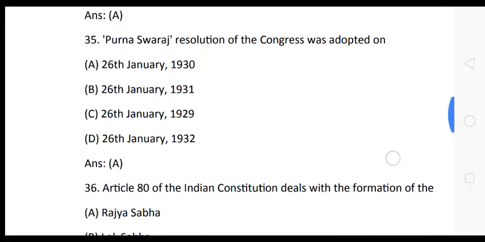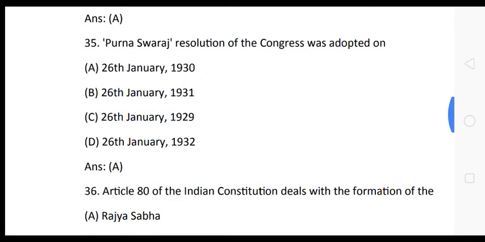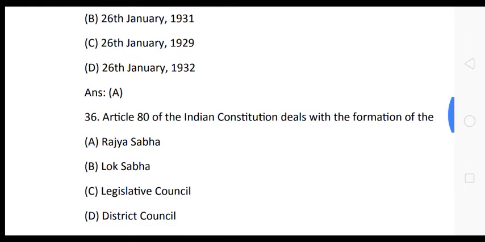The next question is, Purna Swaraj resolution of the Congress was adopted on, the correct answer is option A, 26 January 1930.